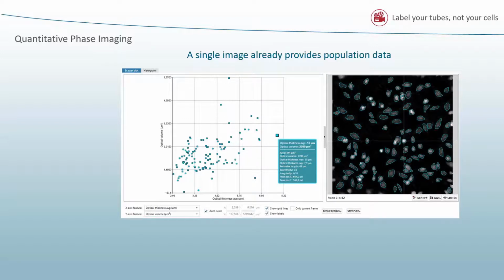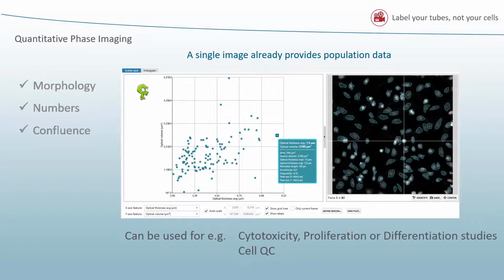And because that happens, you can now also get data on the cell population. On the left-hand side, we see that these cells in the picture are now compared for the optical thickness versus the optical volume. So literally just by having the image, you can get morphology data of your cells. You see how many you have and what the confluence of your cell culture is. And that also makes it possible for you, just by having this image, to test and study, for example, proliferation, differentiation, or cytotoxicity of your cells. Or for example, have a look at your cell quality.